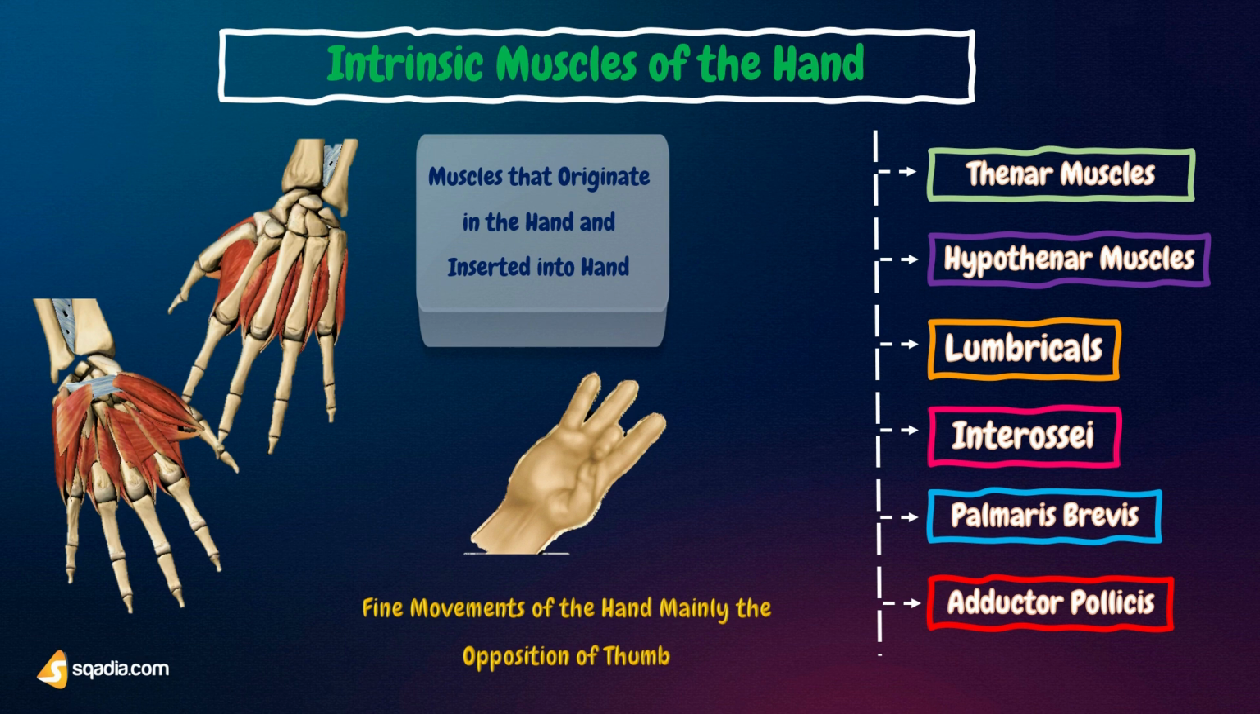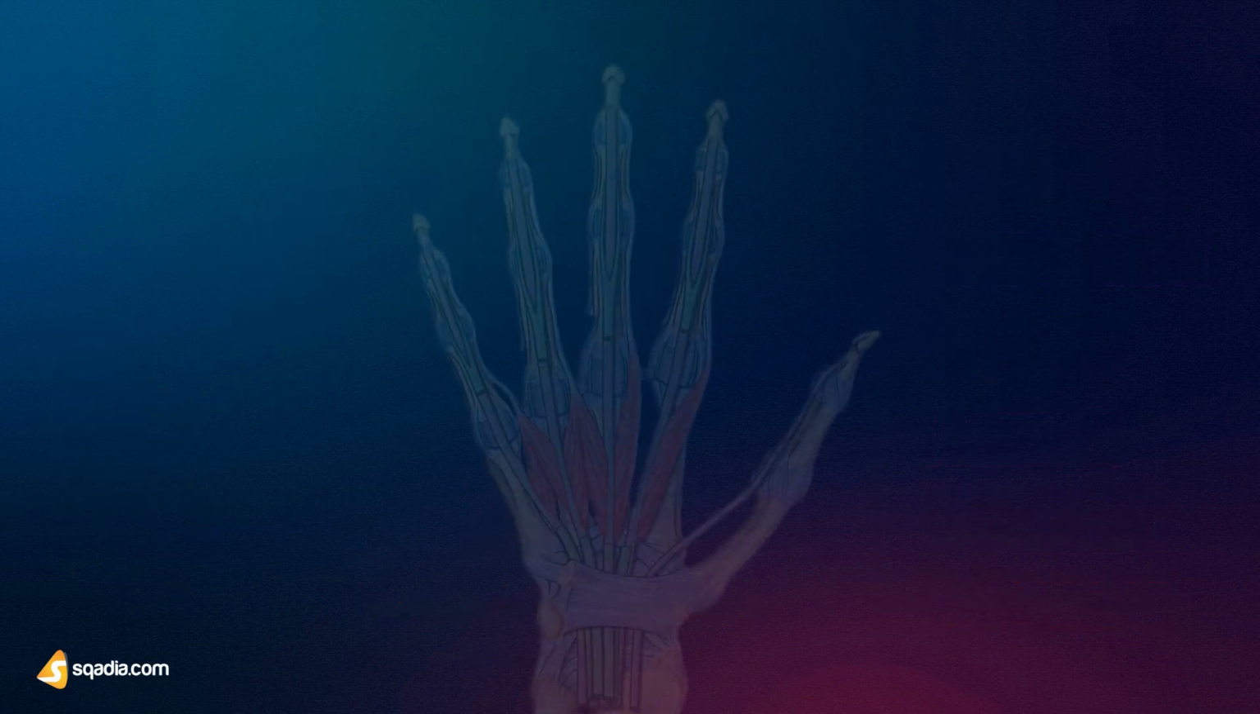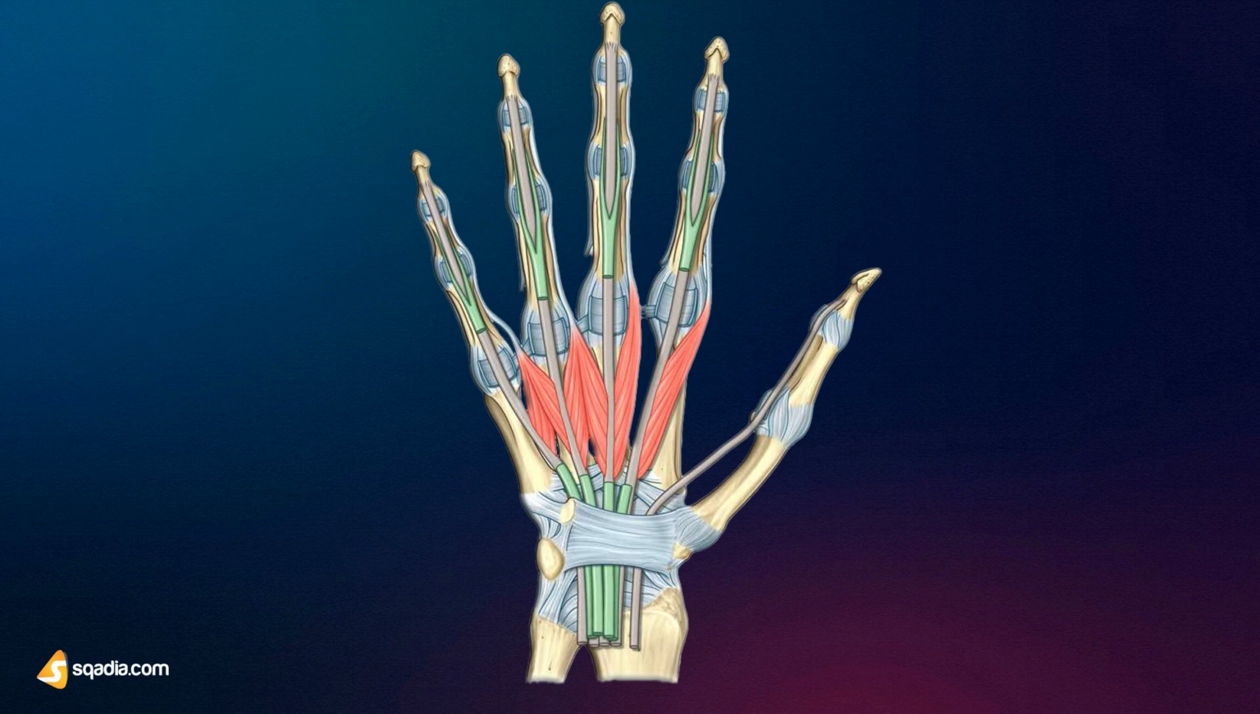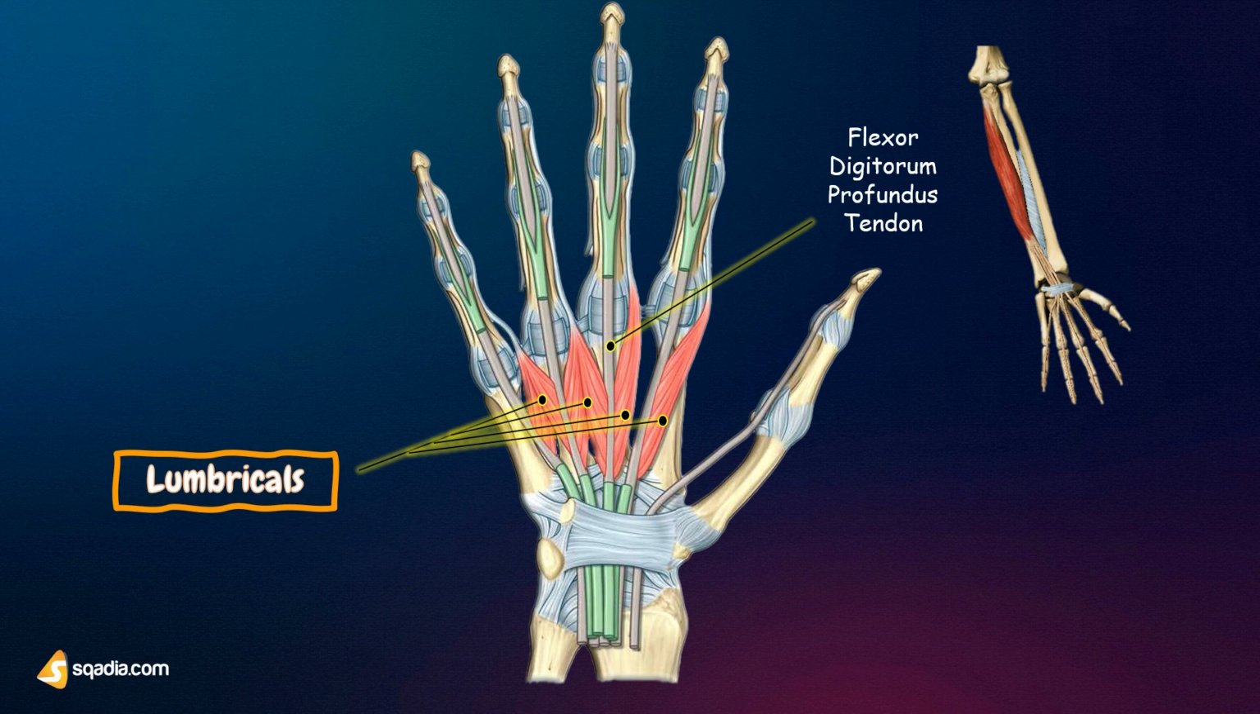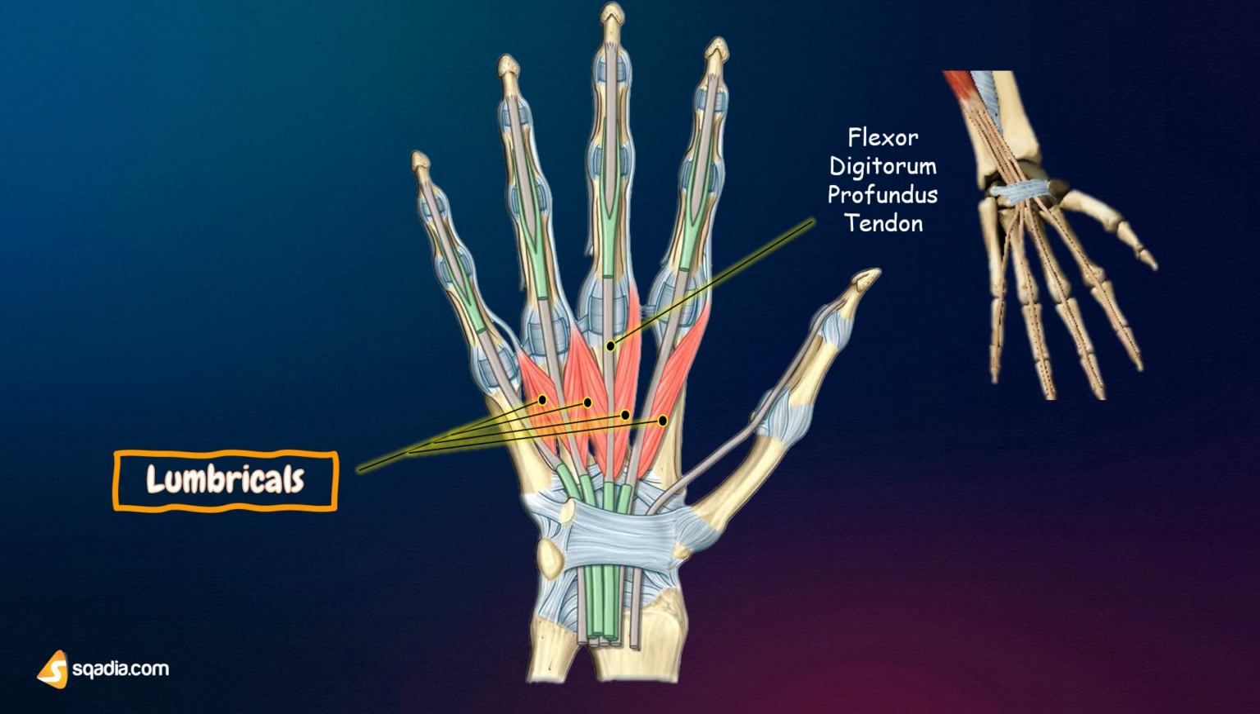The next group of muscles in the intrinsic muscles of the hand are the lumbricals. There are 4 lumbricals, worm-like muscles, each of which is associated with one of the fingers. The muscles originate from the tendons of the flexor digitorum profundus in the palm. A muscle that originates in the forearm and its tendon is inserted into the hand. If we zoom in just a little, you can see here.